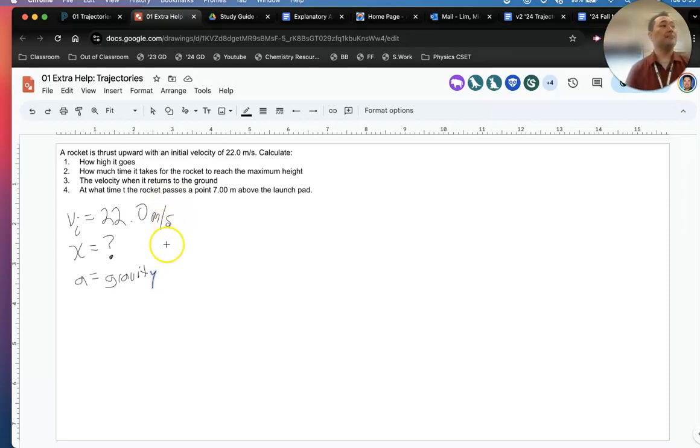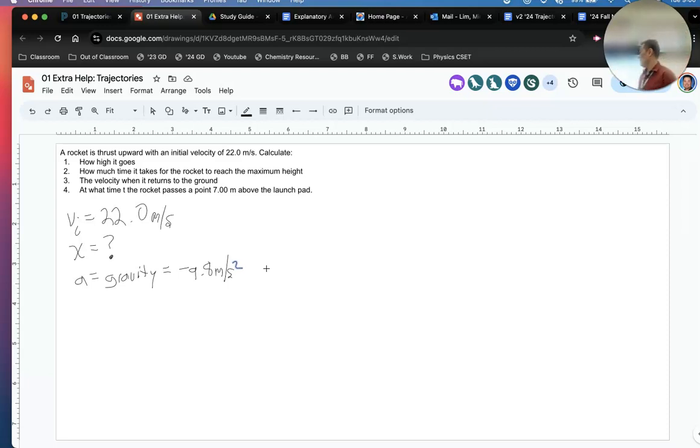Next is Elijah. What is gravity? Like, what's the number? Do you know? It's going to be negative 9.8 meters per second squared. So you did take physics before. Excellent. So negative 9.8. Elijah, why would it be negative?